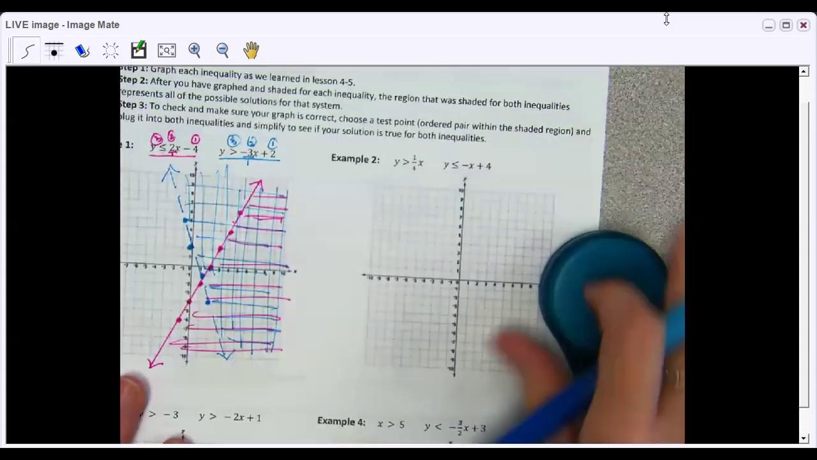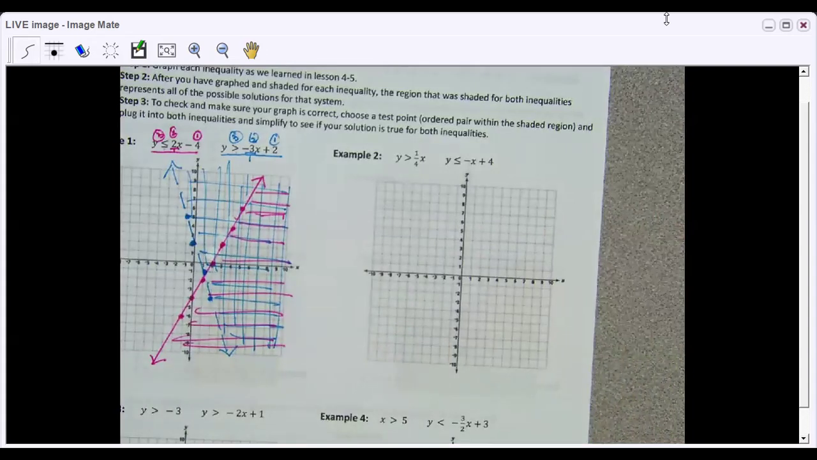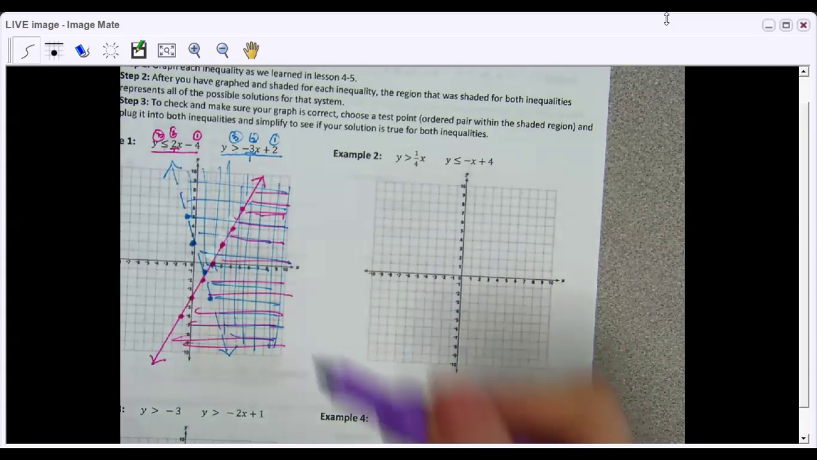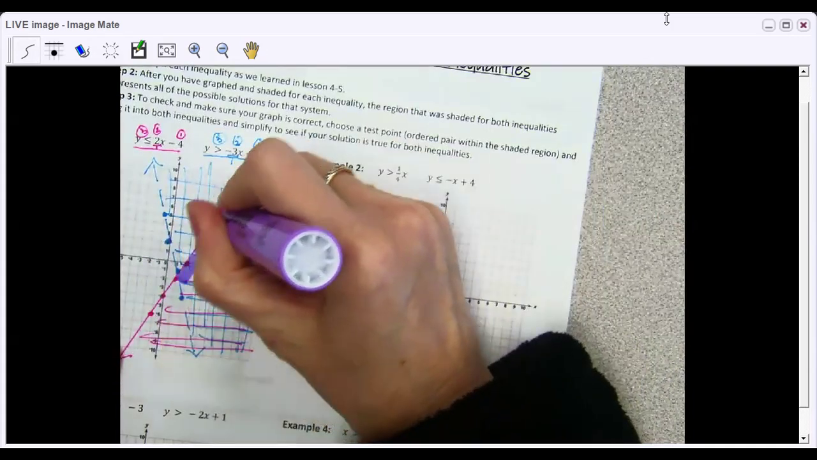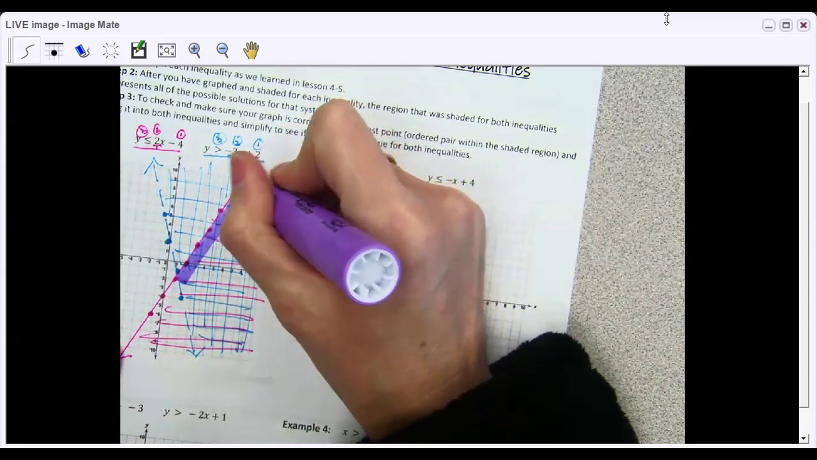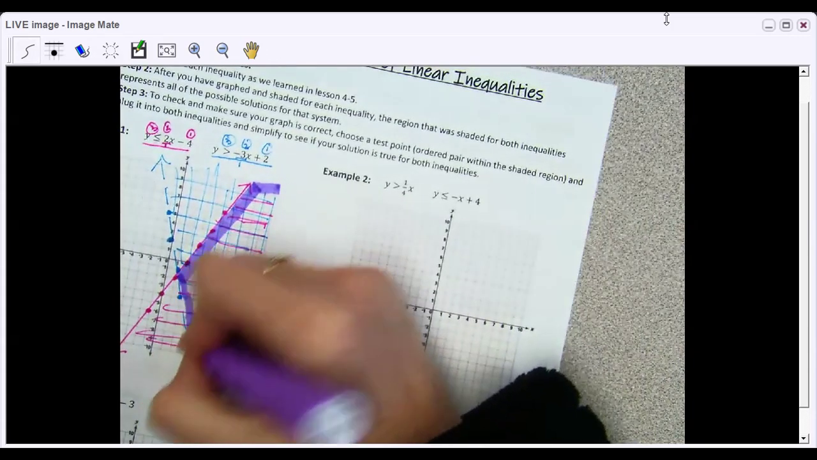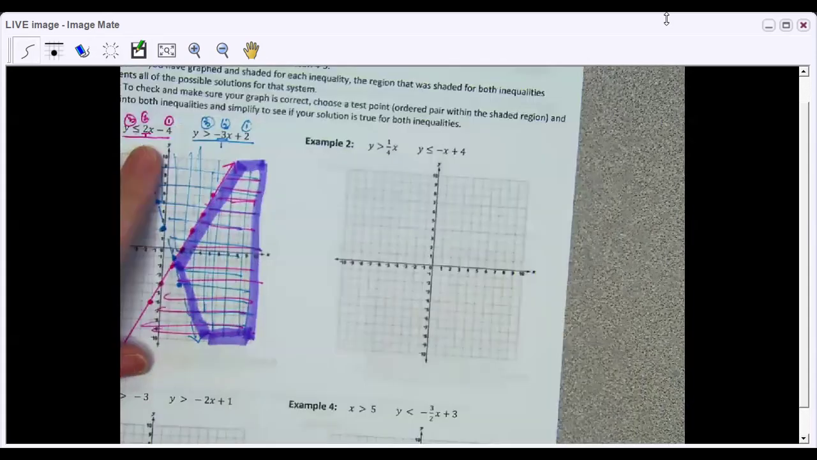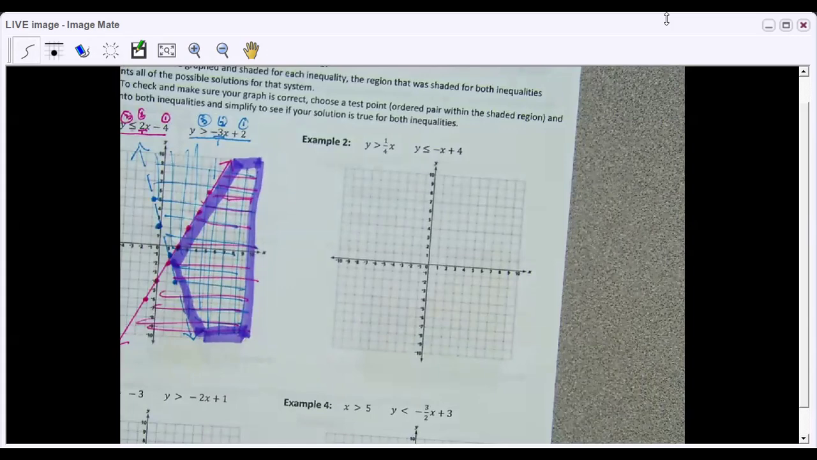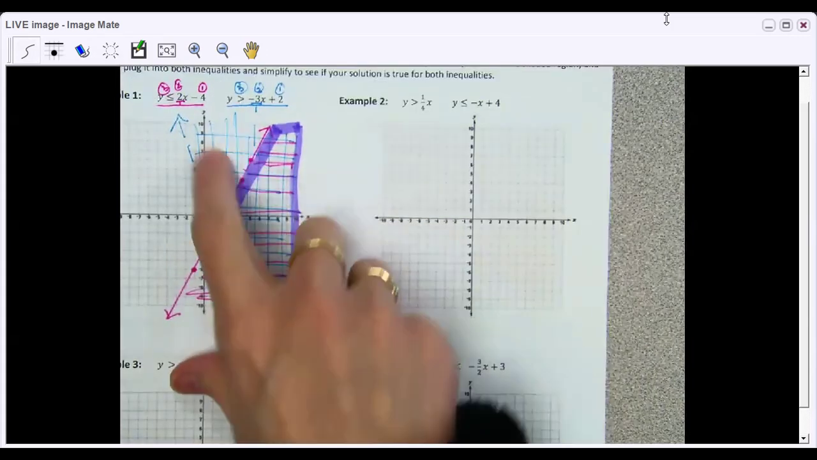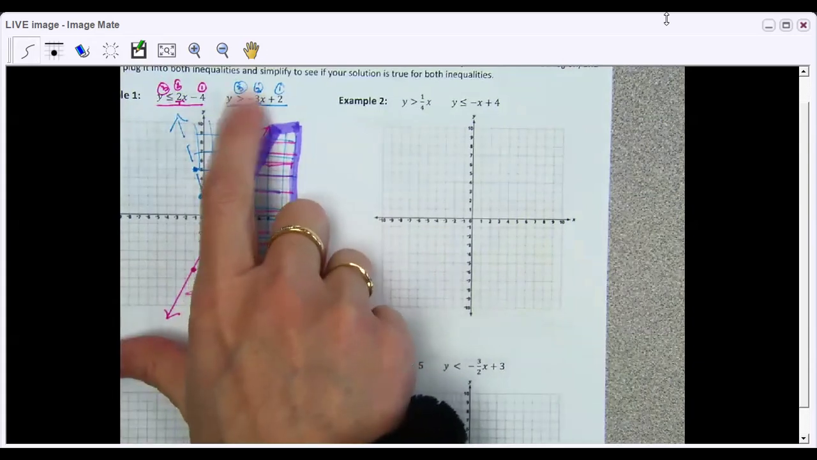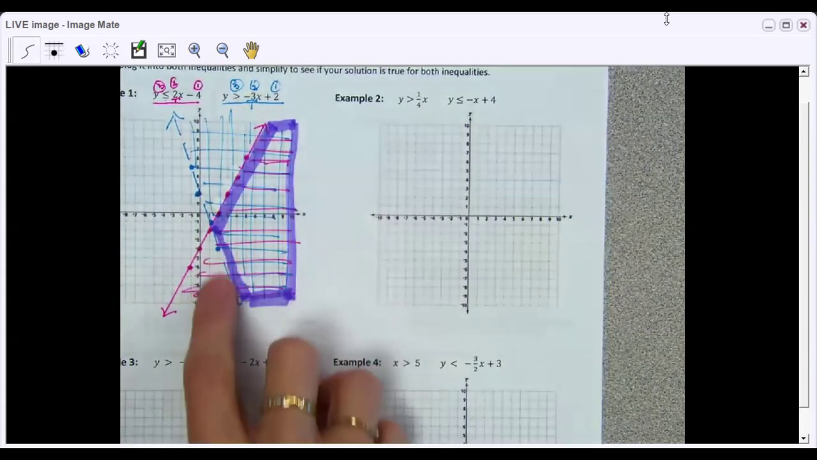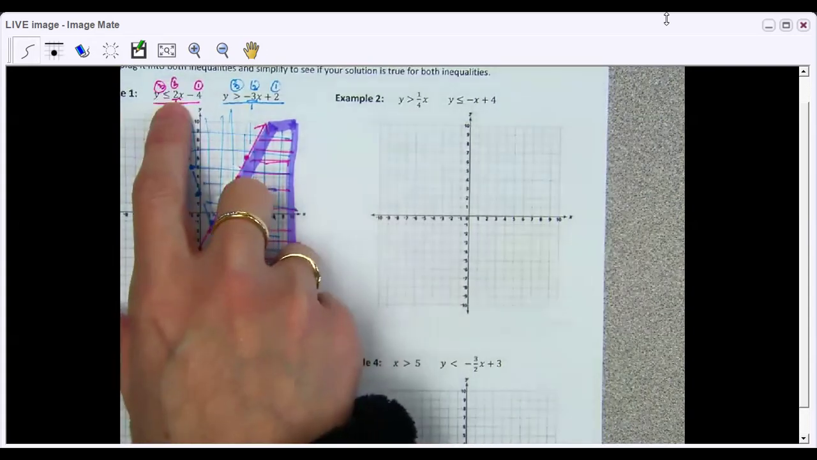And so once I get that done, the overlapping sections would be your solution. So what this is saying is everything within the overlapping section is your solution. Every single one of these ordered pairs, if you were to plug them into the inequality, it would be true for both. Now, in the blue section here, I could choose an ordered pair, and it's only going to be true for my second line here. If I were to choose a pink ordered pair, it'd only be true here.